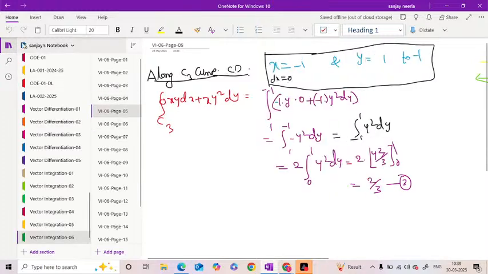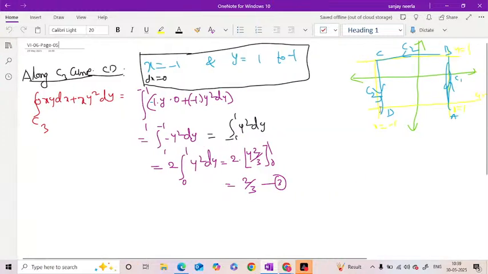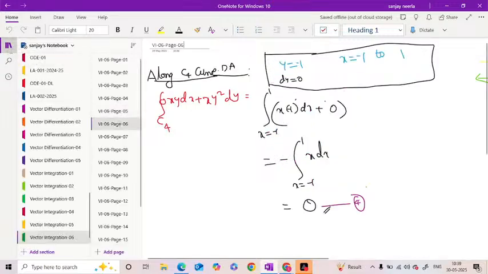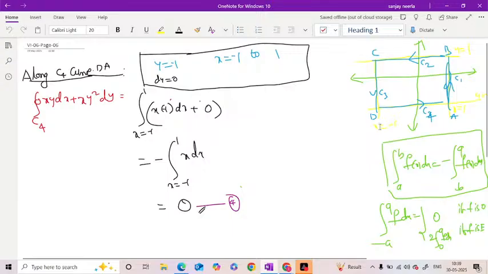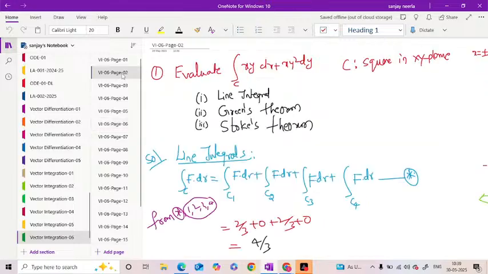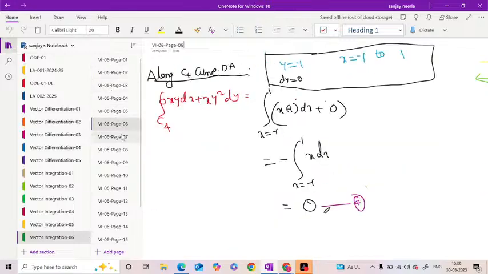And next, along the CD curve, that means along the C3 curve, x is equal to -1 and y is running from 1 to -1, not -1 to +1, and dx is 0. After simplification, we will get 2 by 3 along the C3 curve. Along the C4 curve, y is equal to -1 and x is running from -1 to +1. So y is equal to -1 means dy must be 0. After substituting, we will get the 0 value. Now adding C1, C2, C3, C4, we will get the result 4 by 3. So this is the line integral approach.